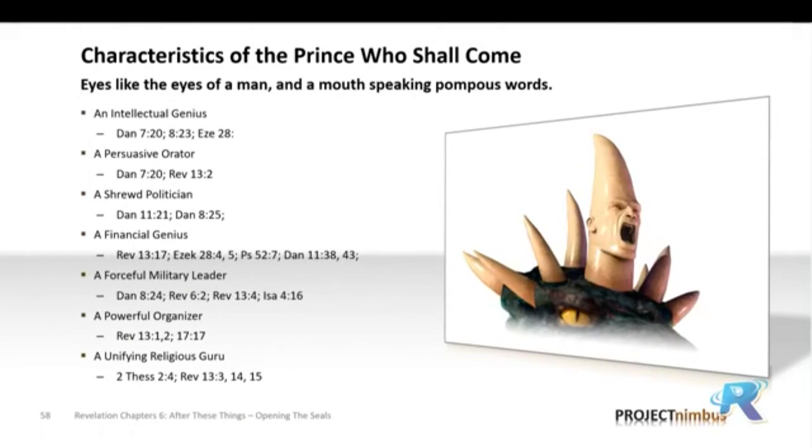What do we know about this guy? What are his characteristics? Well, Daniel 7:20, 8:23, Ezekiel 28 call him an intellectual genius. Other scriptures call him a persuasive orator. Other scriptures demonstrate him to be a shrewd politician. He's demonstrated throughout both the Old and New Testaments to be a financial genius, a forceful military leader, a powerful organizer, and a unifying religious guru. And you can trace those down for yourself.